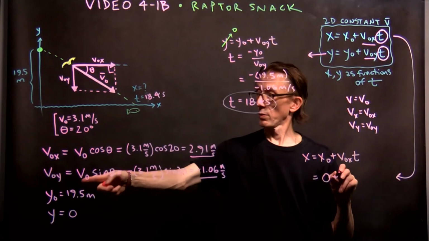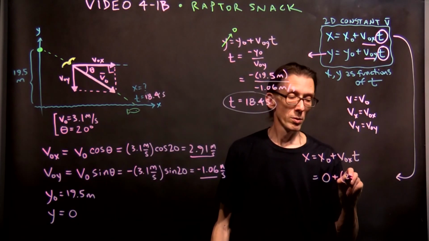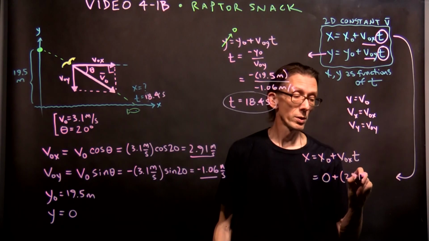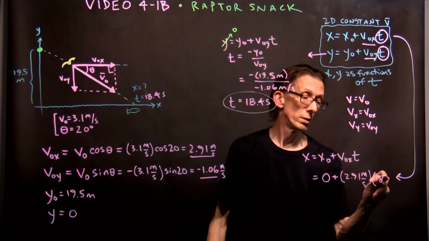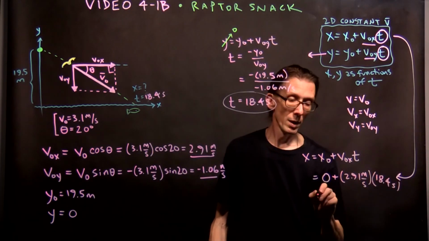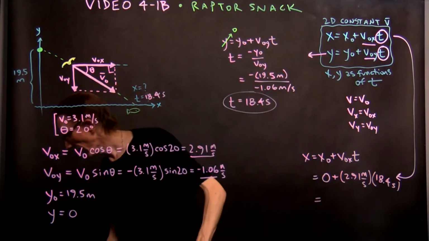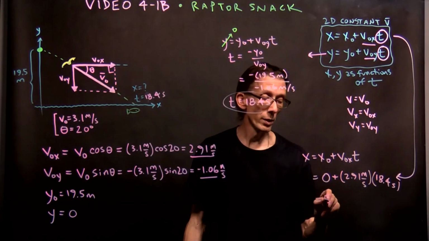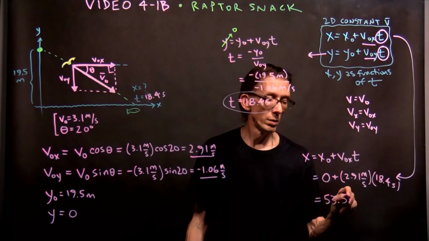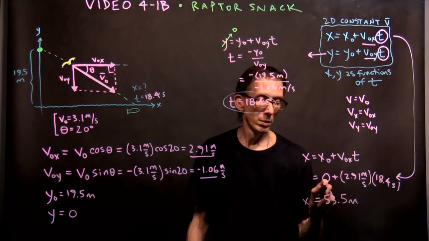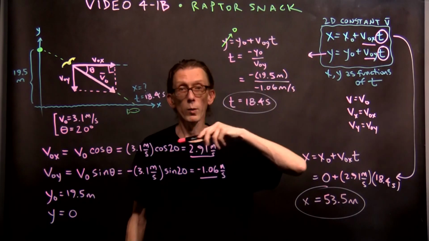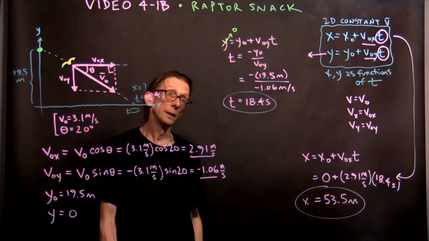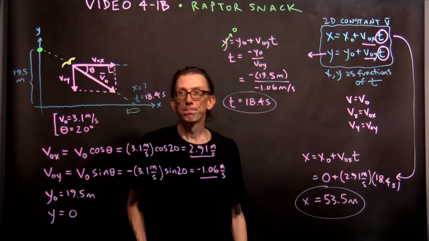plus V naught x, which is 2.91 meters per second, times the time, which we now know is 18.4 seconds. And we get position of x is 53.5 meters. So we applied both of our 2D equations for constant velocity, and we got our answers.